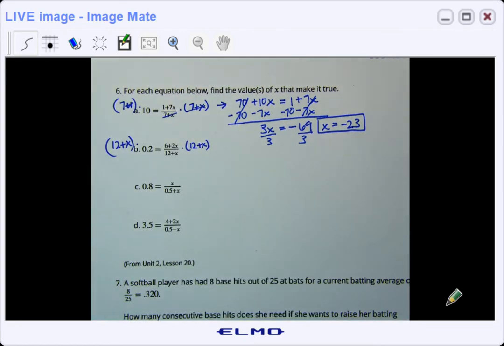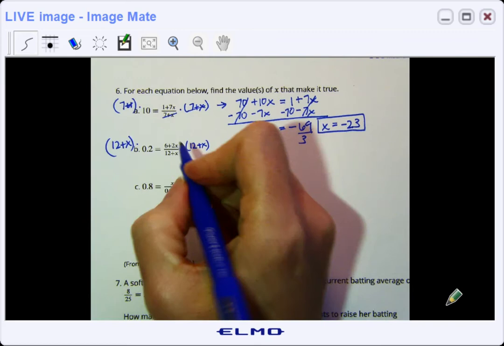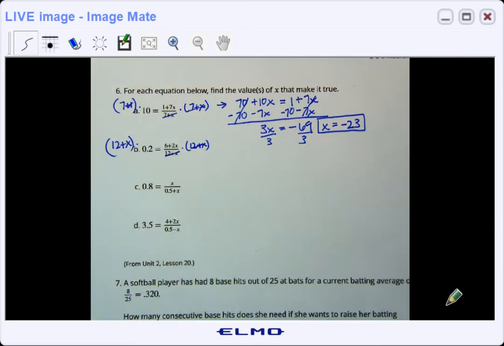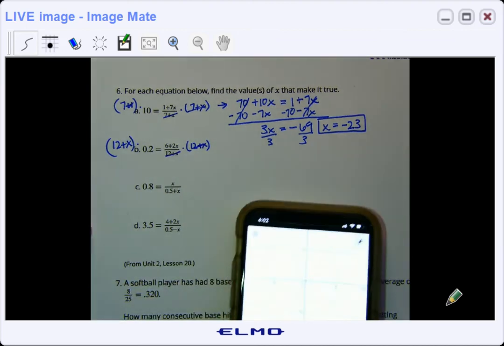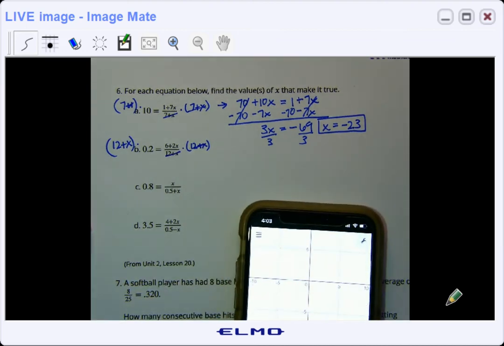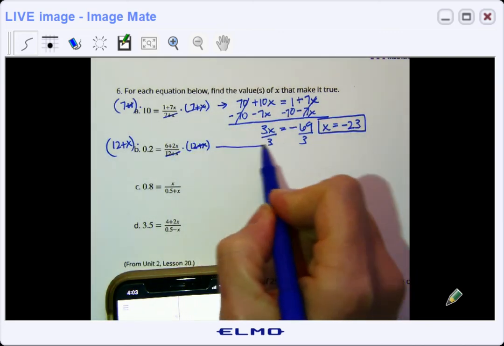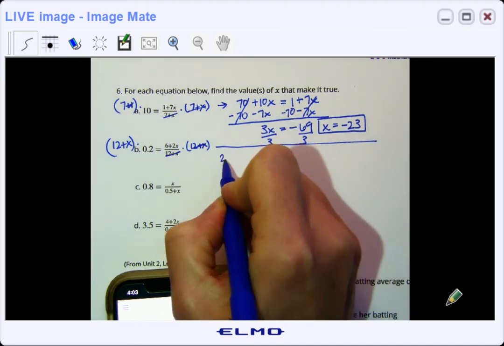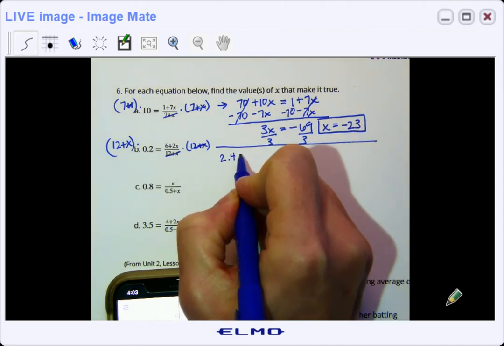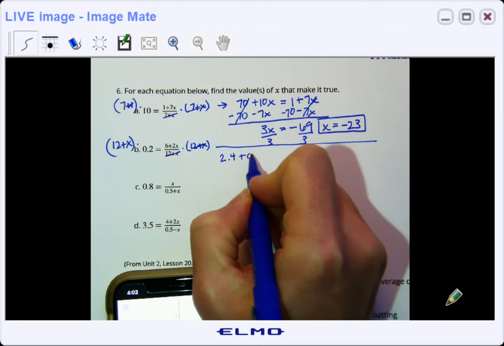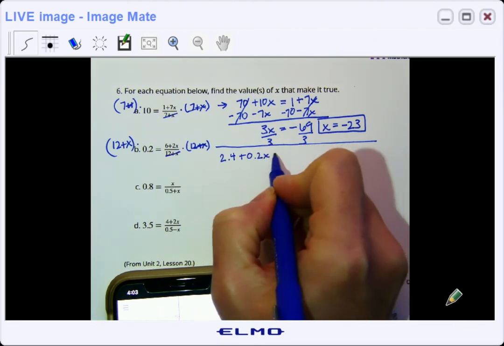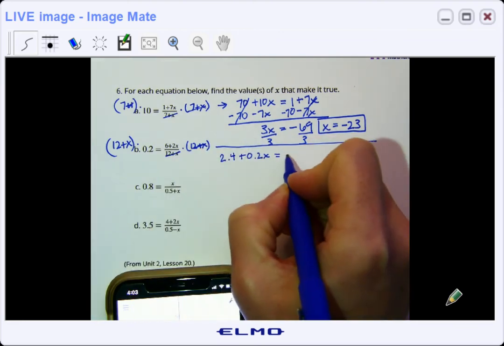And so these cancel each other out. And I need to open my calculator. So 12 times 0.2 is 2.4. So 2.4 plus 0.2x equals 6 plus 2x.